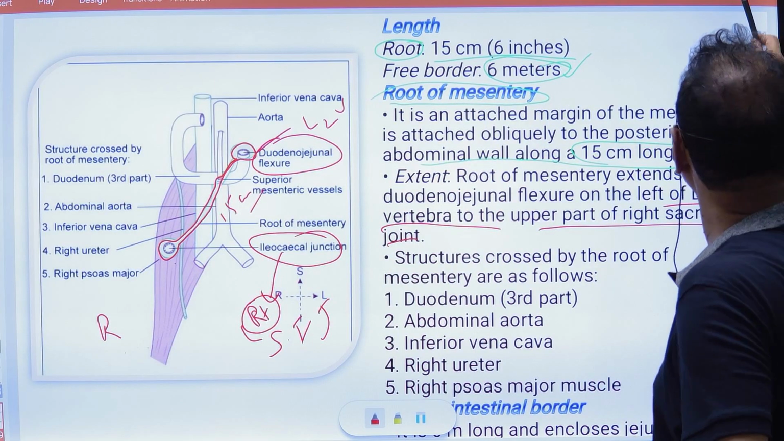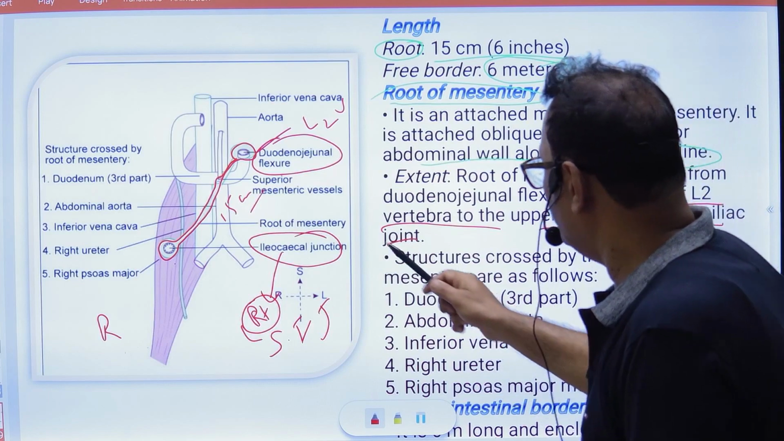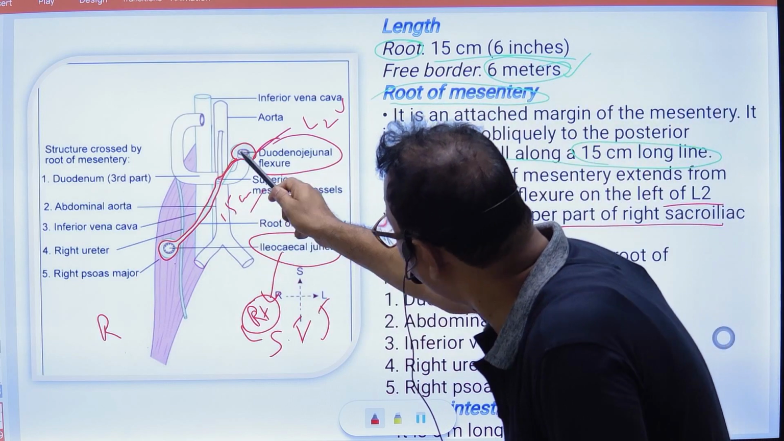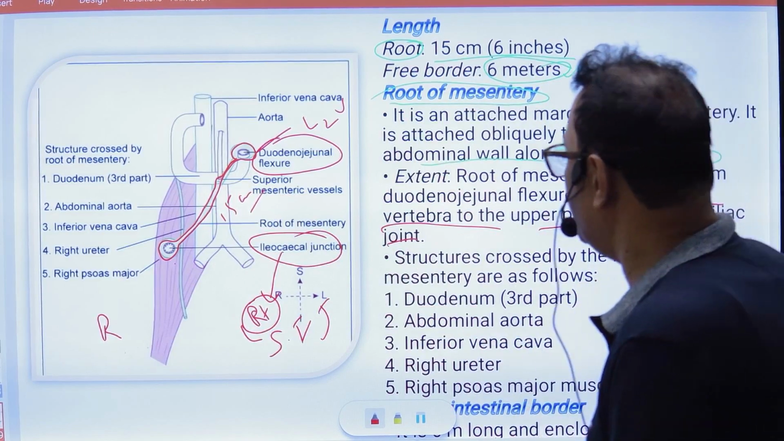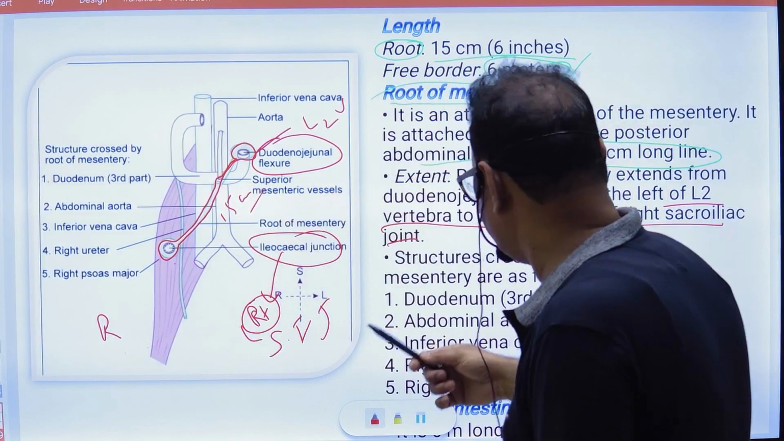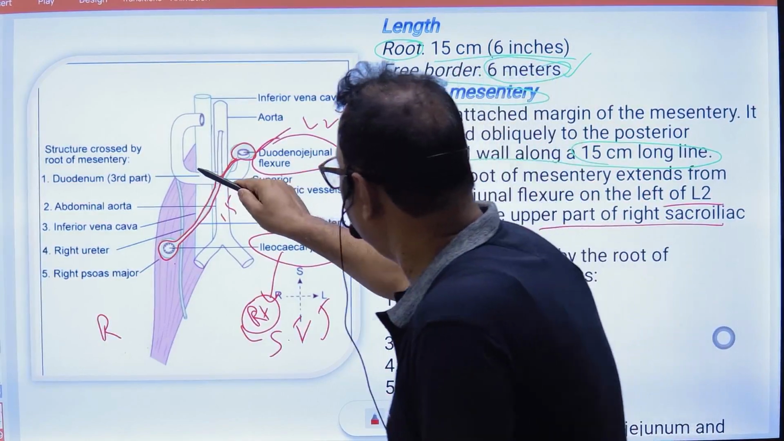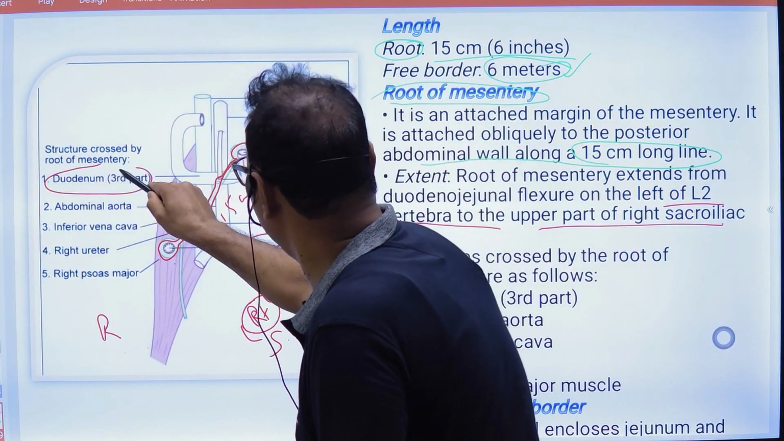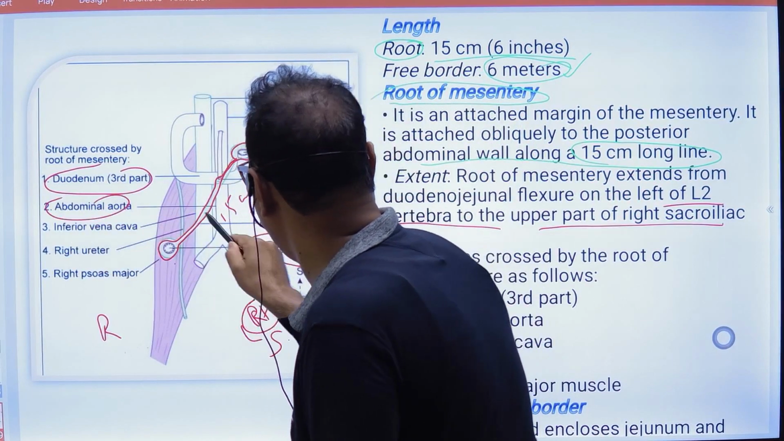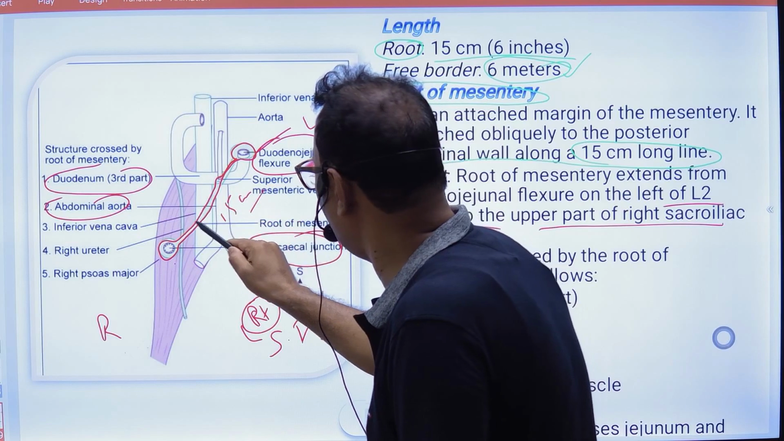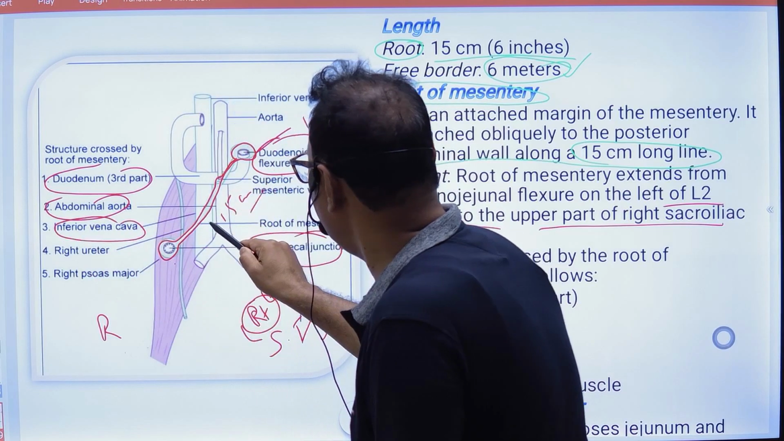Now, the structures crossed by the root of the mesentery. What are the structures? This is the root attaching on the posterior wall, so there are many structures which will be crossed by this root. What are the structures which lie posteriorly? We are seeing the duodenum over here, so it will cross the duodenum first. Then we are seeing the abdominal aorta over here, so it will cross the abdominal aorta. It will cross the inferior vena cava.